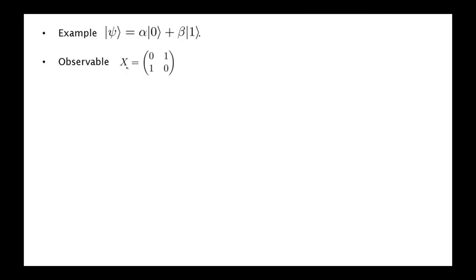Now remember the eigenvectors of X. So the eigenvectors are, let's call them phi 1 equal to the plus state and phi 2 equal to the minus state. And the corresponding eigenvalues, lambda 1 is equal to plus 1 and lambda 2 equal to minus 1. Okay, so now we want to understand what happens when we do a measurement.